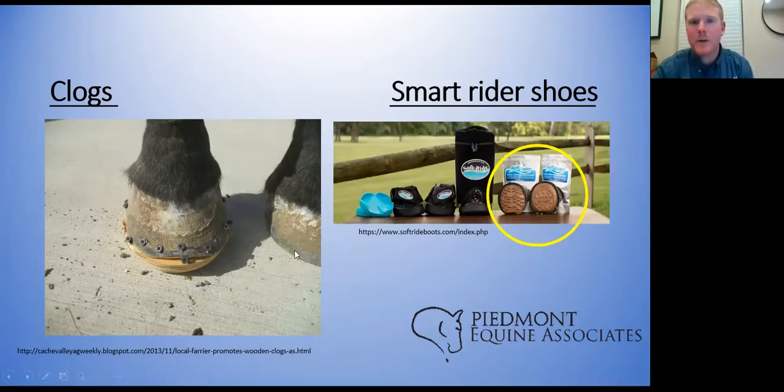Okay, and the other way of growing a better hoof is with Soft-Ride shoes. You can see there, the image on the right is actual Soft-Ride shoes. Soft-Rides are another option as well that you can see on this image from softrideboots.com. They have a plethora of boots as well as shoes. I like both, and both are able to grow enough sole support and help support that whole capsule.